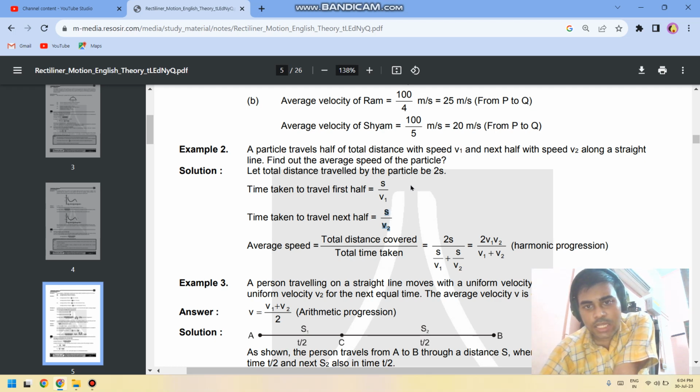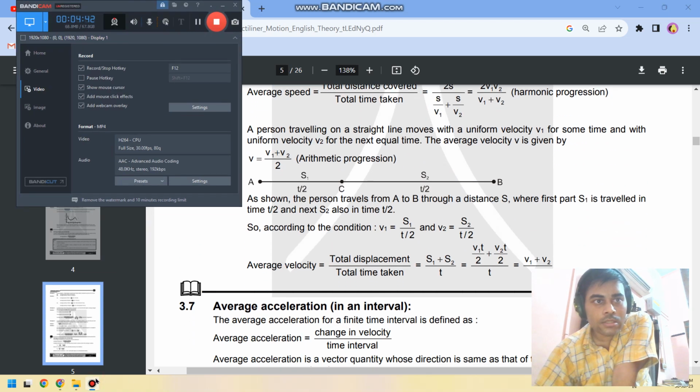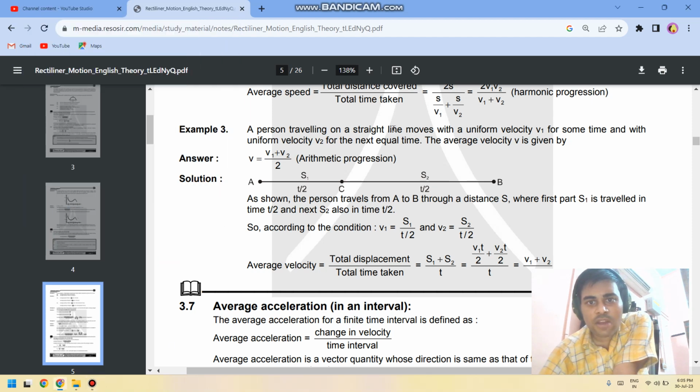So did you get it? We have to first calculate the total distance and then divide by the total time. That is the definition of average speed. The total time covered will be s by v1 plus s by v2, and the total distance will be 2s. So you can calculate this. Good question.